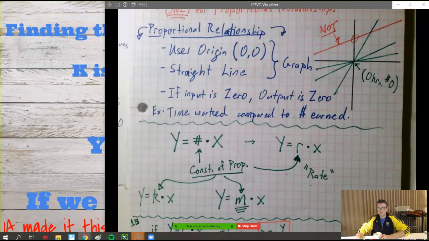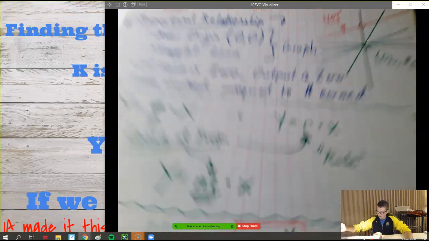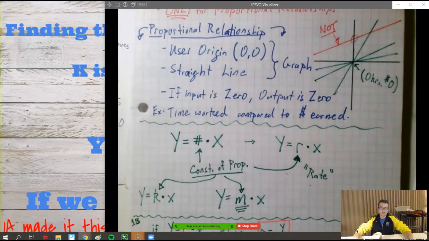But it doesn't matter what letter they use. If it's multiplied by the x, that's our constant of proportionality. Any questions on anything we've written so far? That's like the main stuff you're going to write today. Yeah, there's not a crazy amount.